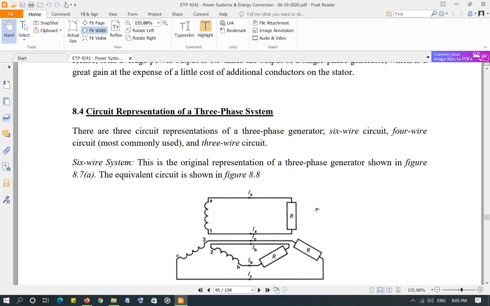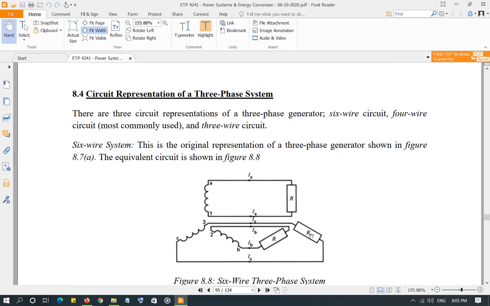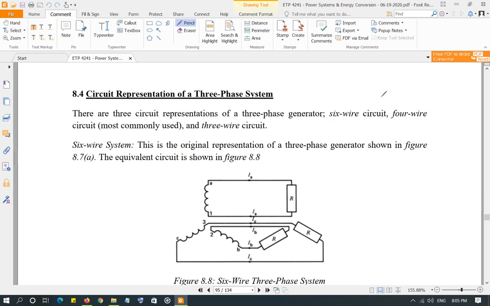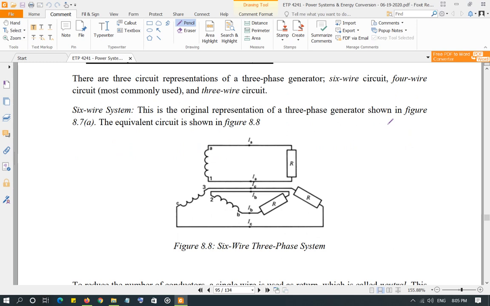For example, if you look here, this is a balanced system because you have R, the same resistance, on each phase. So when you have a balanced system, generally we analyze a single phase of the system for power, voltage, current, and then we extend those to the rest of the phases, and that's how we analyze the three-phase system. Now, three-phase systems are represented with different representations.